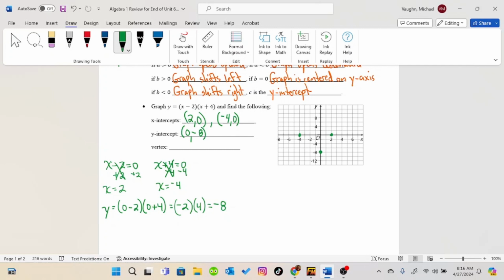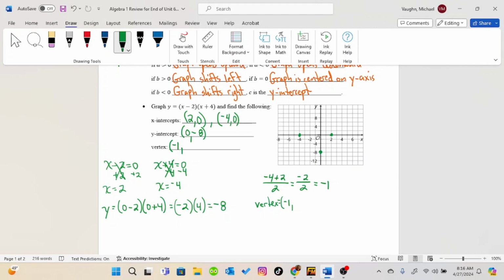And finally, we need the vertex. To find the vertex, the x-coordinate is exactly halfway between the x-intercepts. So we take negative 4, add 2, and divide by 2. Negative 4 plus 2 is negative 2, and negative 2 divided by 2 is negative 1. So for the vertex, we know that we have negative 1 for the x.